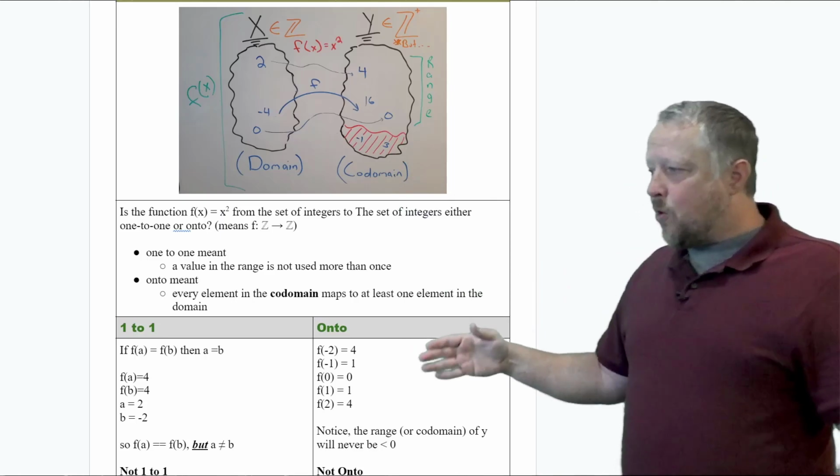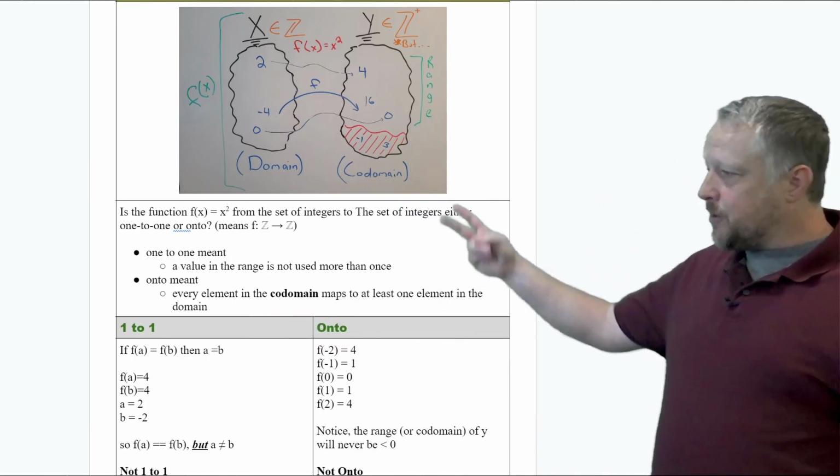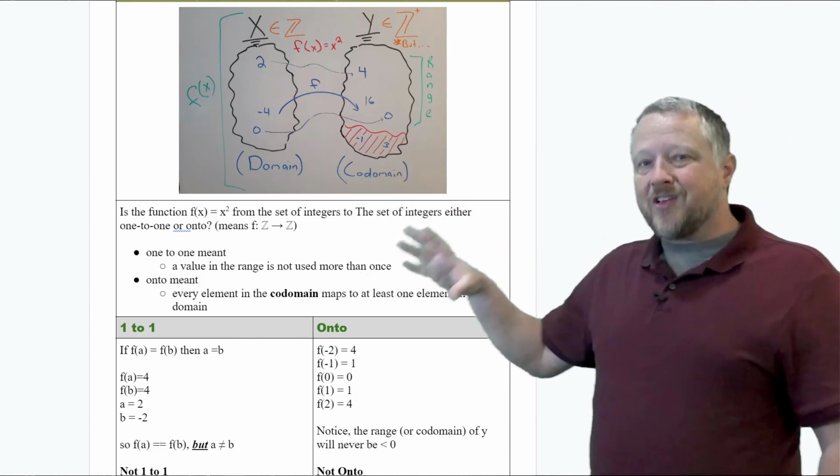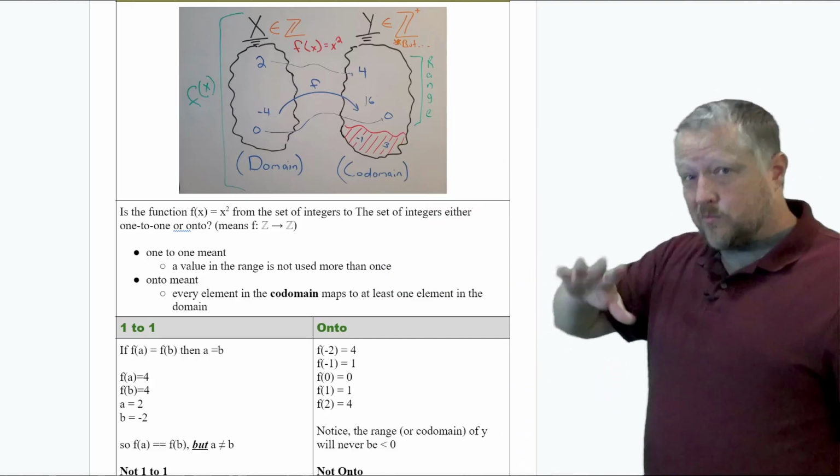So it's definitely not onto either, which means that not every element in the codomain is mapped to. There are some that are definitely going to be left out with this particular function. And notice how the drawing helped us explain things too.